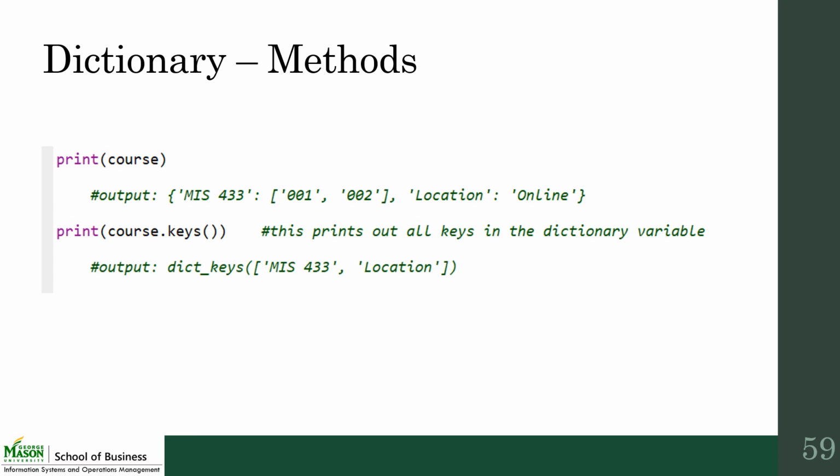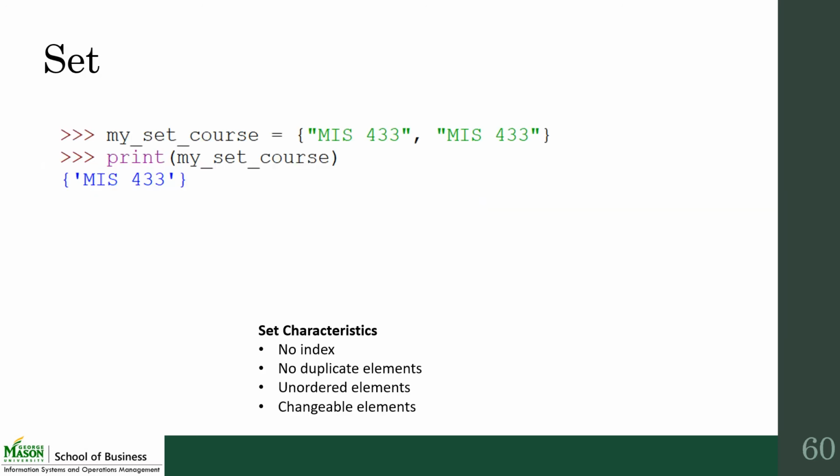this dictionary variable. A set is another object type, not to be confused with a dictionary, although it does use curly brackets when it's being defined. A set does not contain an index value and does not allow for duplicate elements within the sequence. Here we have an example where a variable is assigned two duplicated elements. When we try to print, the set will only return the unique value.